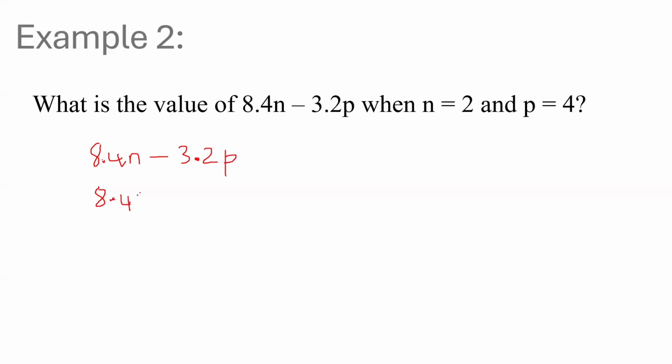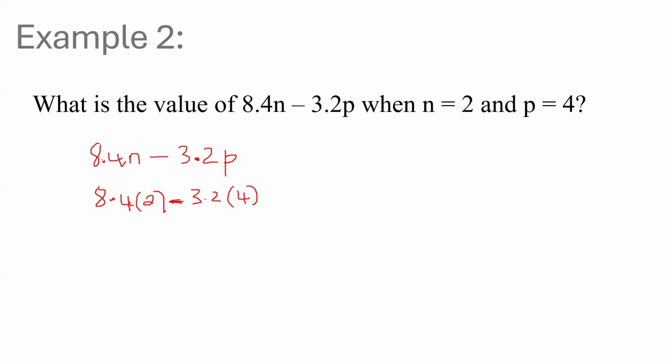I'm going to put a parenthesis to show that we are multiplying 8.4 times the value of n. The value of n there is 2. So I'm just replacing the n with the actual value 2. Then I'm going to have 3.2. Open a parenthesis again and replace the p with the 4. And again, the parentheses mean that we are multiplying. Now we are going to multiply first based on order of operation. Once you have a multiplication here, you multiply before you subtract.